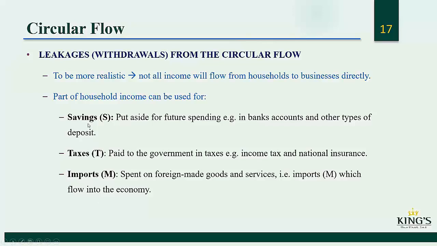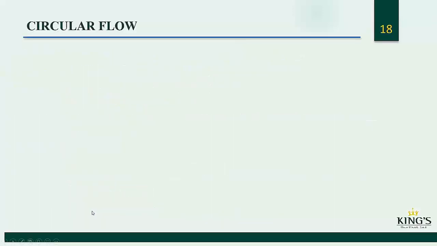So we call these leakages. If we have savings, then it's possible that the amount of income won't equal the expenditures. Well, we'll talk about that in a sec, but just keep that in mind. So we're going to introduce leakages from the circular flow, these three things here. We also have corresponding injections.